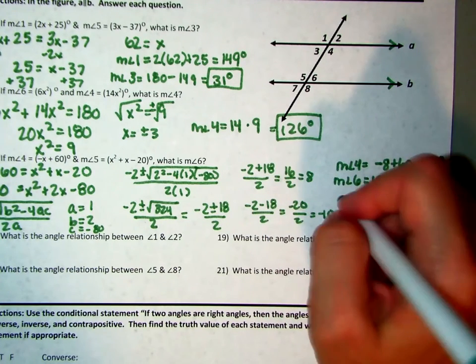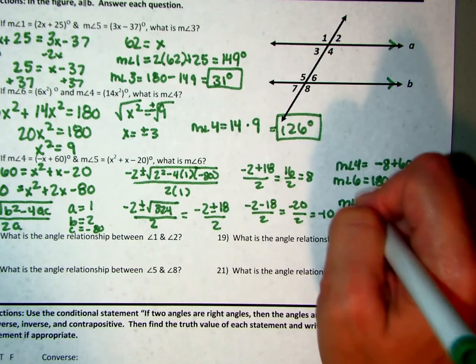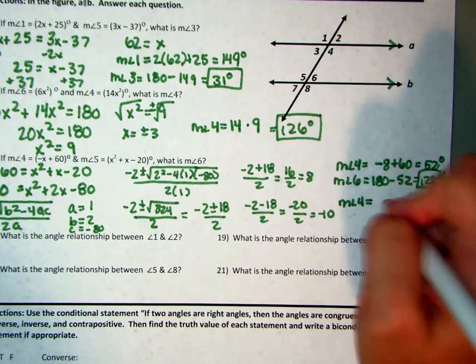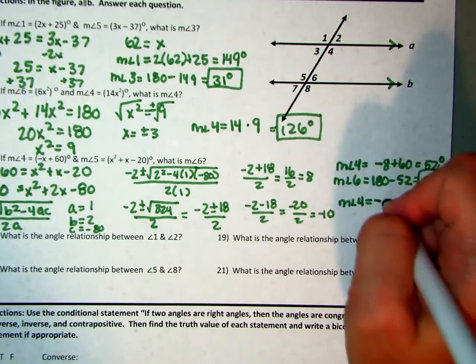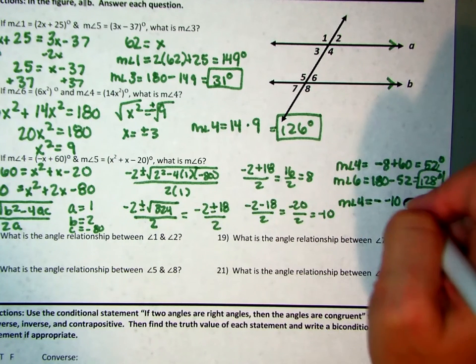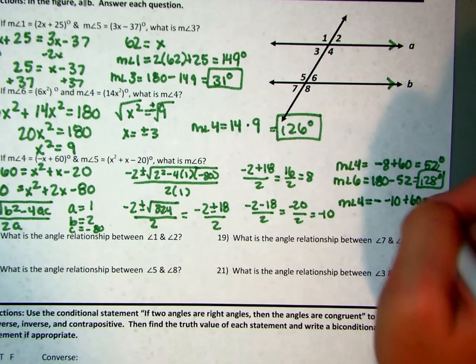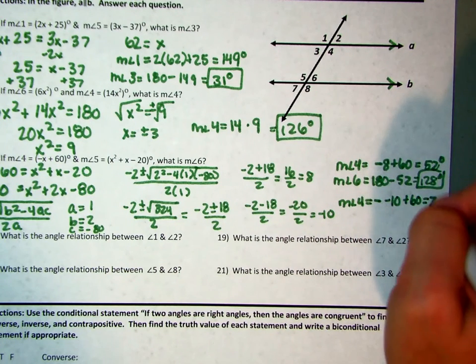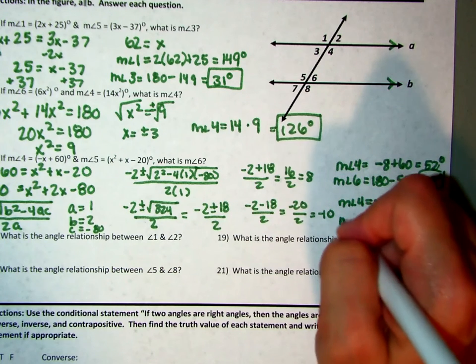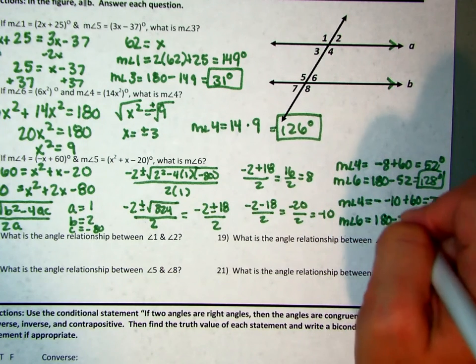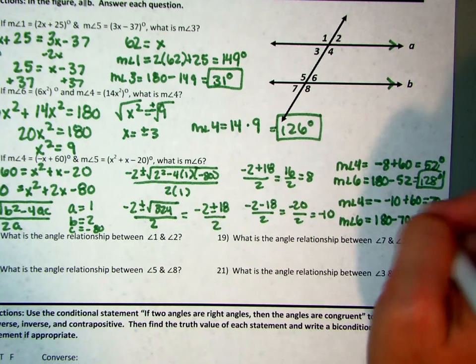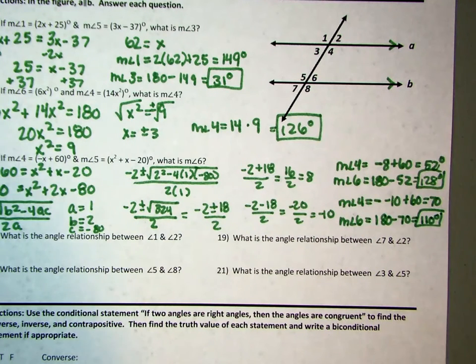The next one, here we have the measure of angle 4 could have been the negative x, so negative this negative 10 plus 60, which is negative negative 10, positive 10, plus 60 is 70. So now to find the measure of angle 6, we can do 180 minus 70, which gives us 110 degrees. So there are two potential answers for this question.